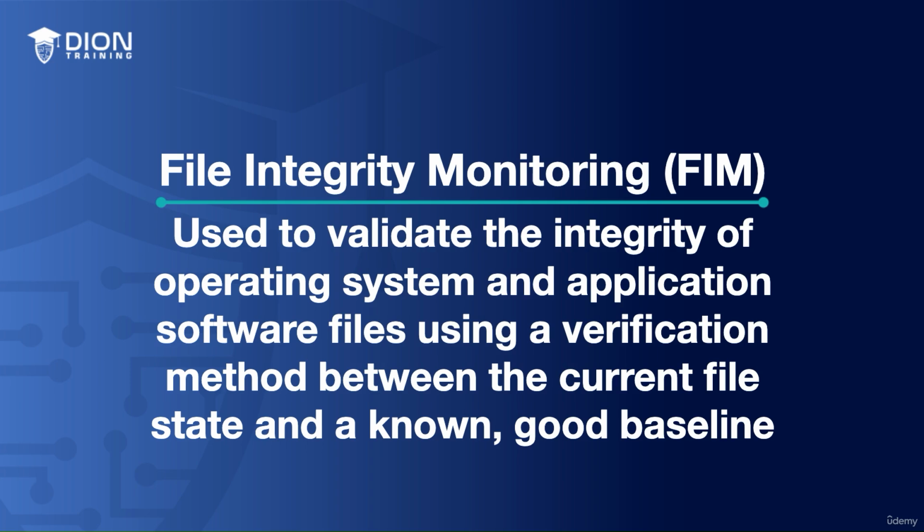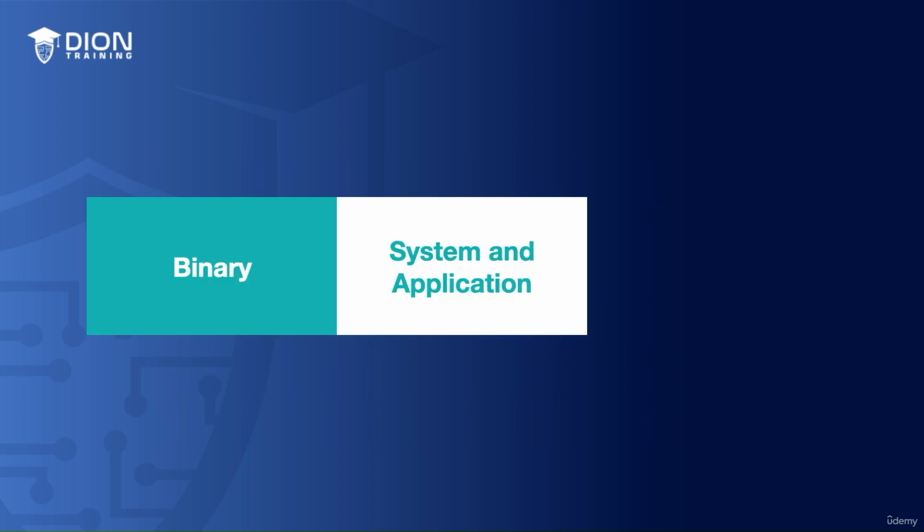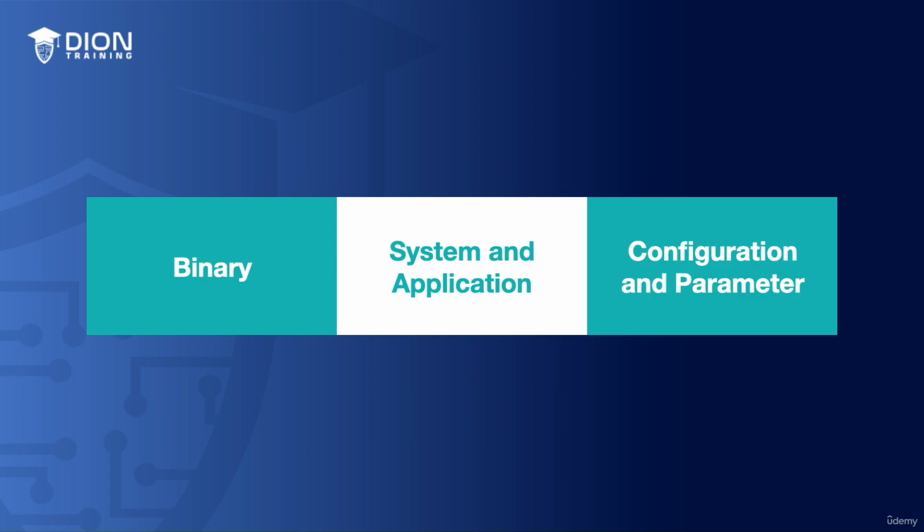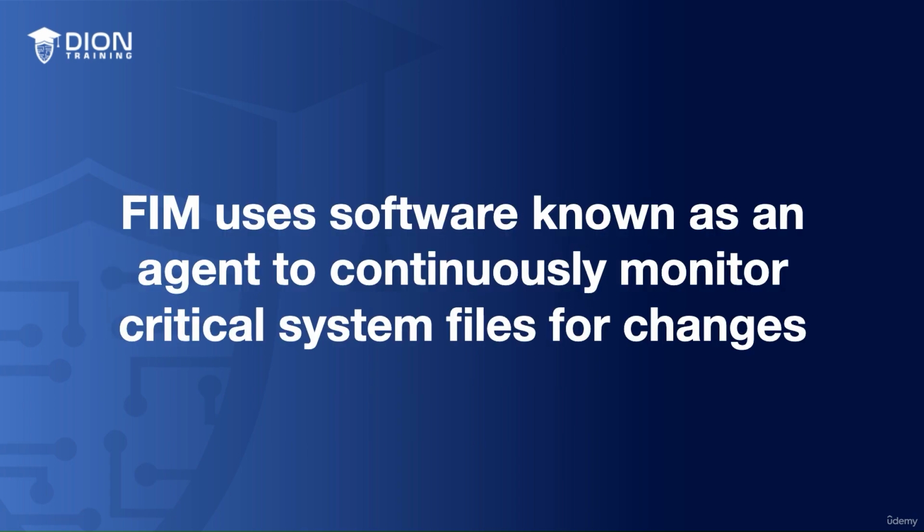File integrity monitoring, or FIM, is used to validate the integrity of operating systems and application software files using a verification method between the current file state and a known good baseline. This comparison can help identify changes to critical files, including binary files, system application files, as well as configuration and parameter files. Usually, a file integrity monitor uses a small piece of software known as an agent to continuously monitor your critical system files for changes.